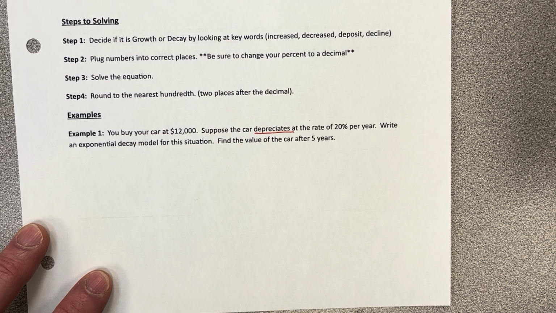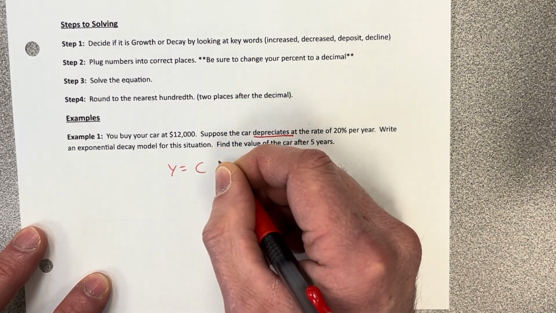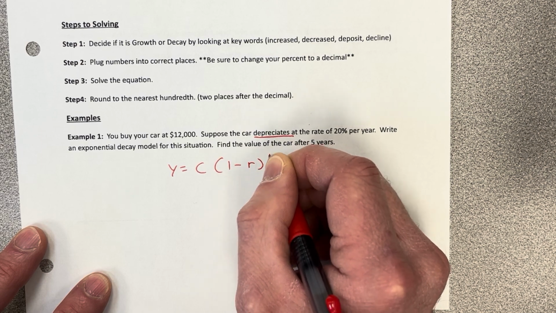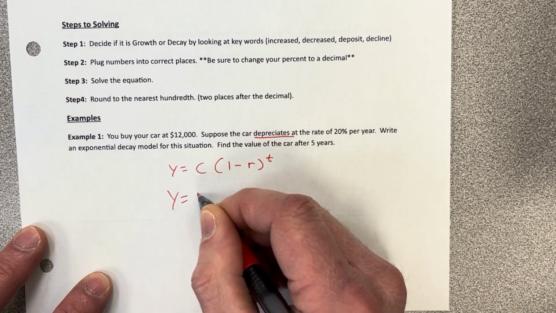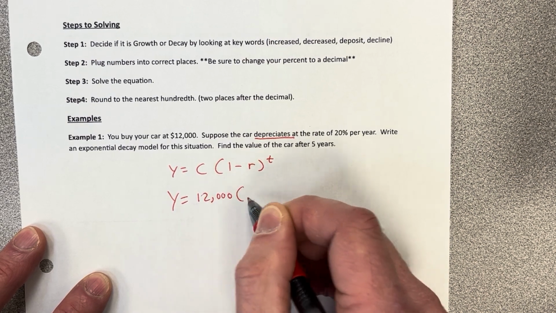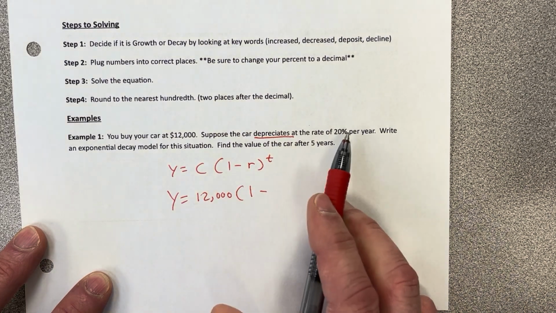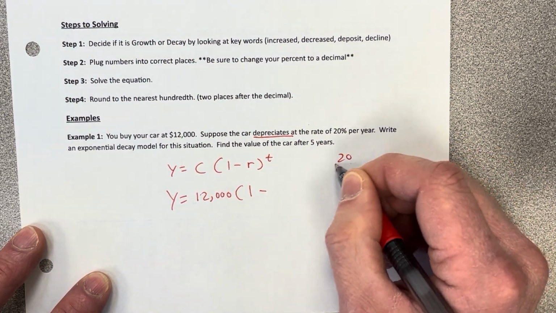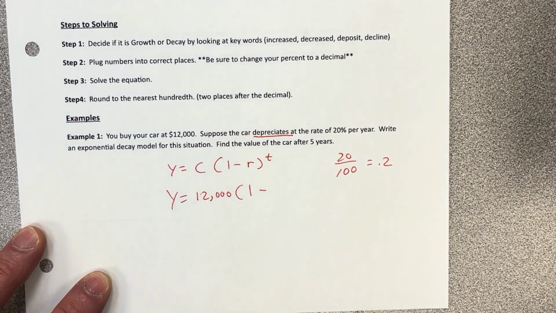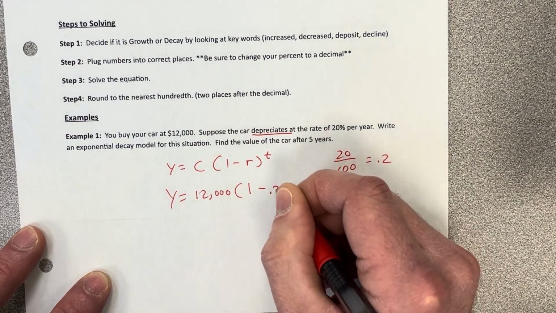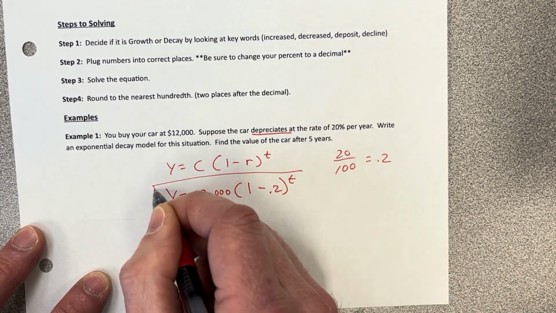And so we know we're going to use y equals C times (1 minus r) to the t, and we've got to fill in the initial amount. We've got to put in the rate. So 20% divided by 100 is 0.2. That's what we're going to use, 0.2 in this formula. And then time. So that's our equation.